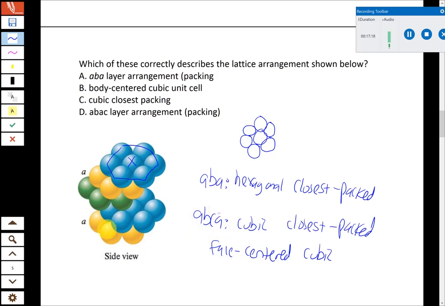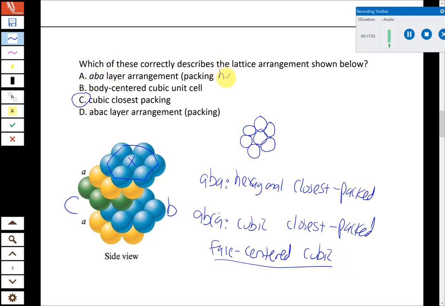So if we look at this arrangement here, the color coding is sort of helping us understand this. The first layer shown in yellow here is going to be called A. Second layer is offset from that, so it's B. The third layer in green is offset again, so it's C, and it's not until the fourth layer that we get A again. So this would be called ABCA. The first and the fourth layer are going to be the ones that are directly on top of each other, directly eclipsing each other. So this is ABCA packing, and as we said, that's going to then give us face-centered cubic or cubic closest packed. And so that's going to be choice C here, cubic closest packing.